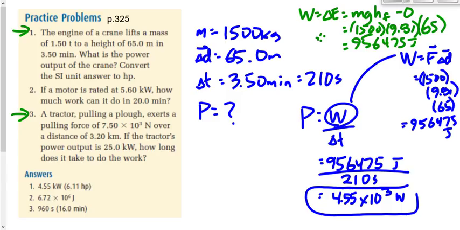The other question, number 3, says a tractor pulling a plow exerts a pulling force of 7,500 newtons over a distance of 3.2 kilometers. Don't want to forget to convert that. If the tractor's power output is 25 kilowatts, I don't want to forget to convert that either. How long does it take to do the work?